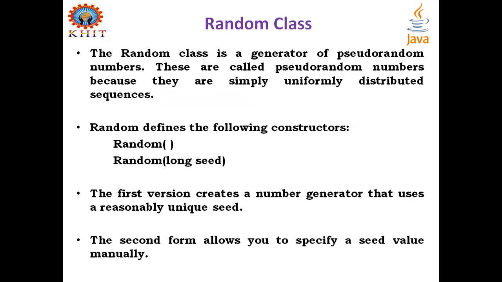Next one, Random class. So this Random class is a generator of pseudo random numbers. In many applications, it is useful and required to generate random numbers, and based on that, you are going to apply your algorithms and operations. So here Random defines the following constructors: Random() and Random(long seed). The first one creates a generator that uses a reasonably unique seed, whereas the second takes a seed value manually, from where you want to generate the set of random numbers, next by next, right?